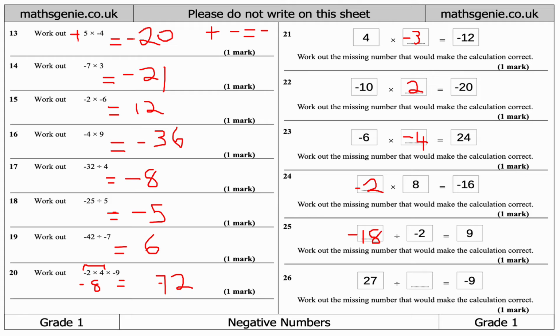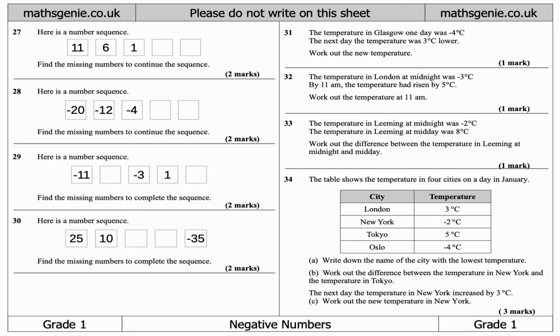Question 26. 27 divided by negative 3 makes negative 9. Okay. Question number 27. Here is a number sequence. Find the missing numbers to continue the sequence. Well, I'm taking away 5 each time. 11 take away 5 is 6. 6 take away 5 is 1. 1 take away 5 is negative 4. And negative 4 take away 5 is negative 9. So it's going down by 5 each time. I'm subtracting 5 each time.